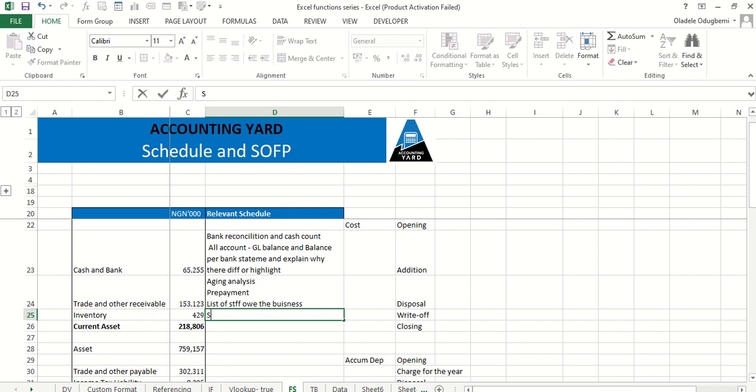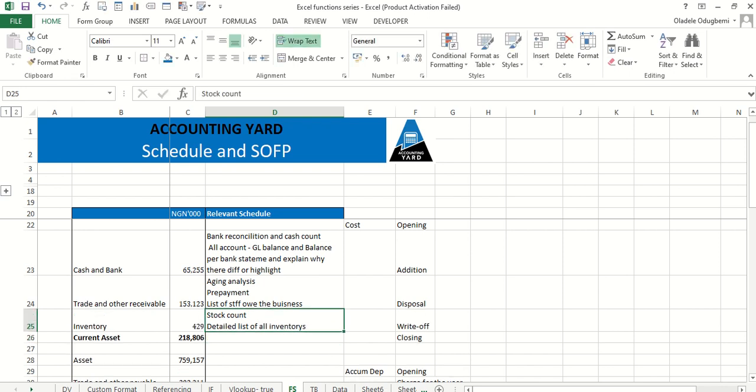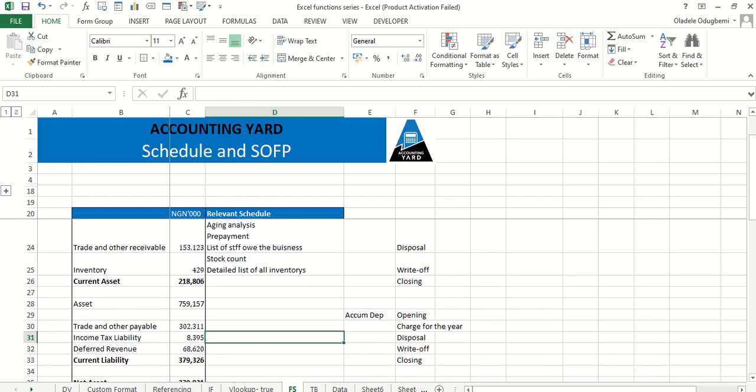Inventory: you can have your stock count and also a detailed list of all inventory items. So if, for example, someone is selling jewelries, you should have the list of all the jewelries. Or someone is selling furniture and fittings, you should have all the furniture you have available, their quantity and their price. And that's all for that.